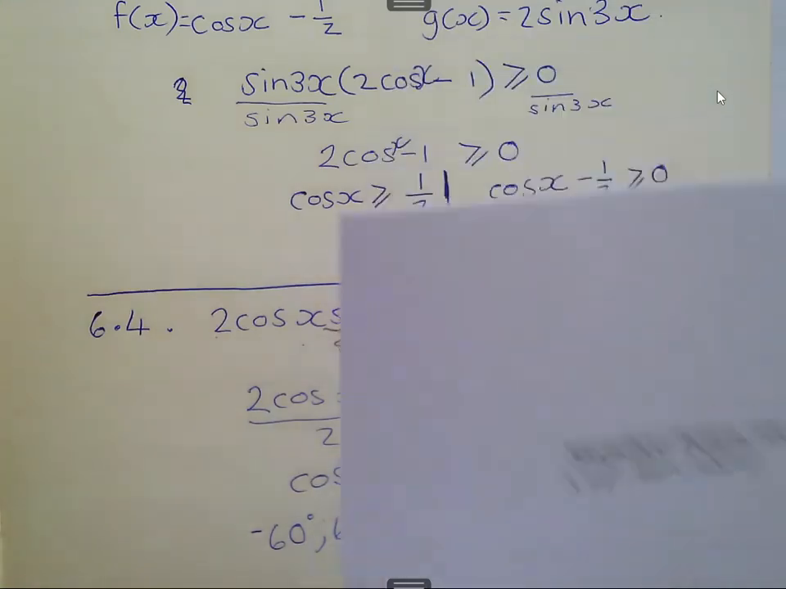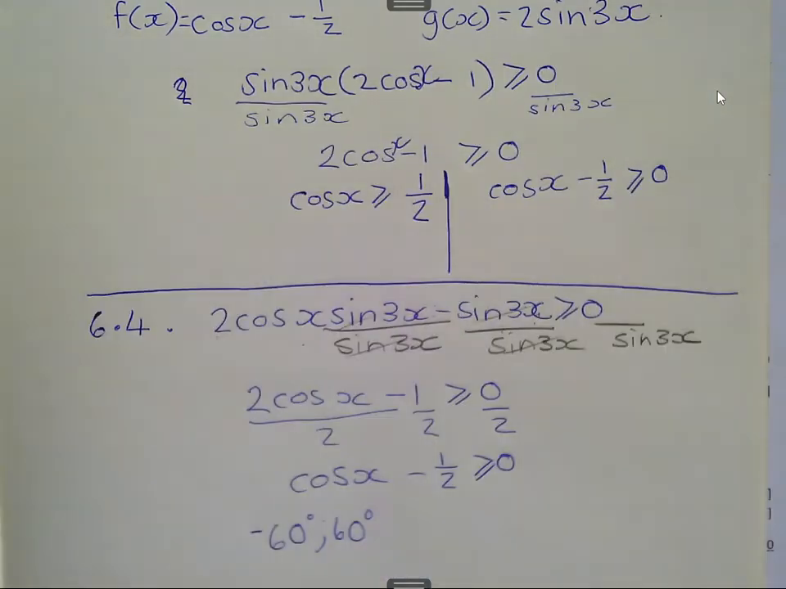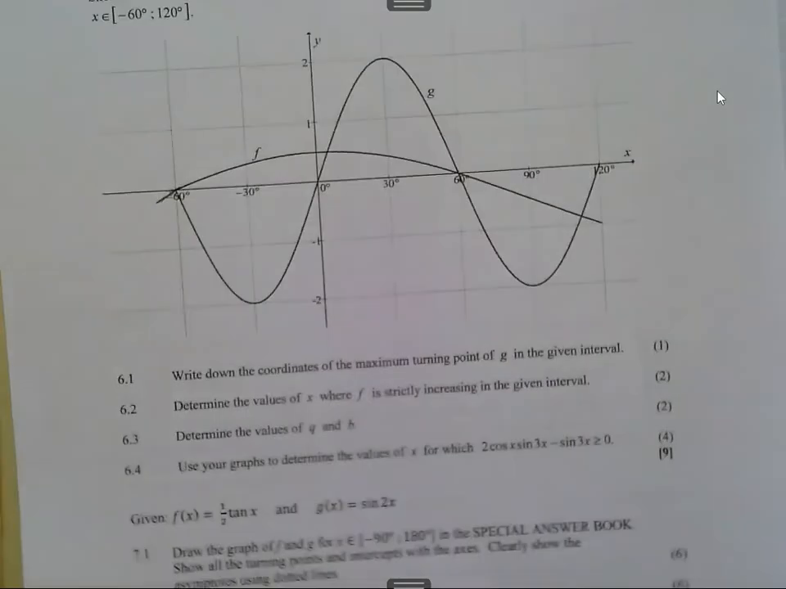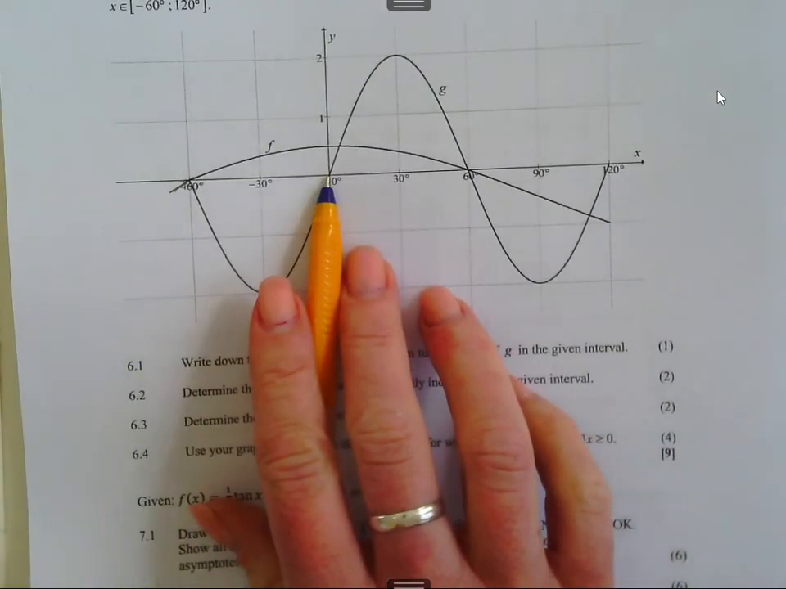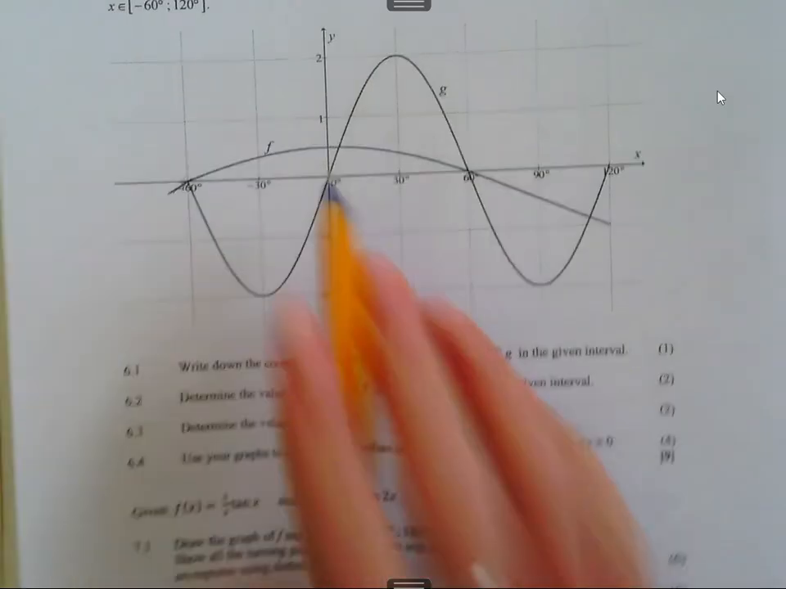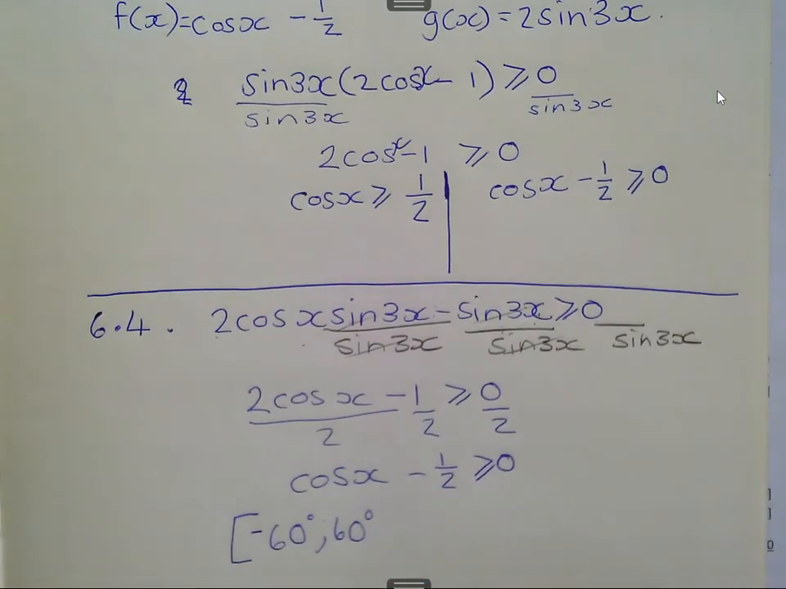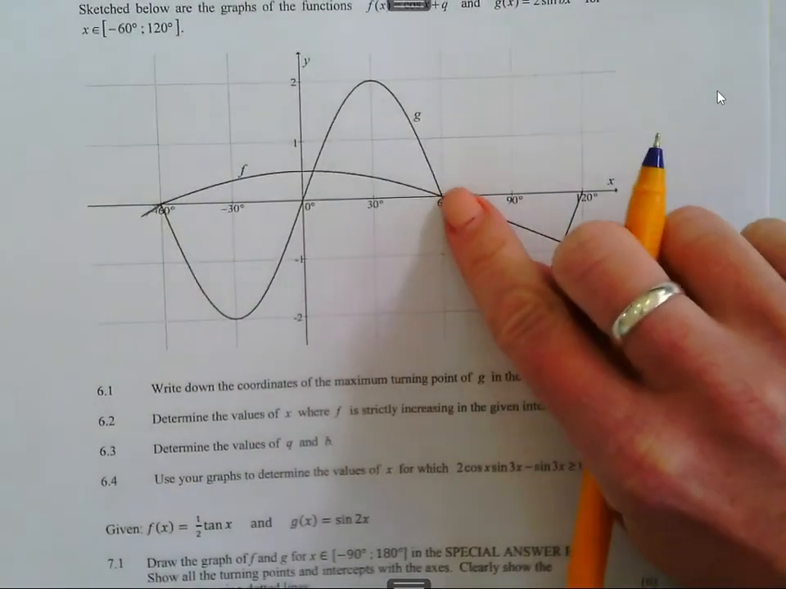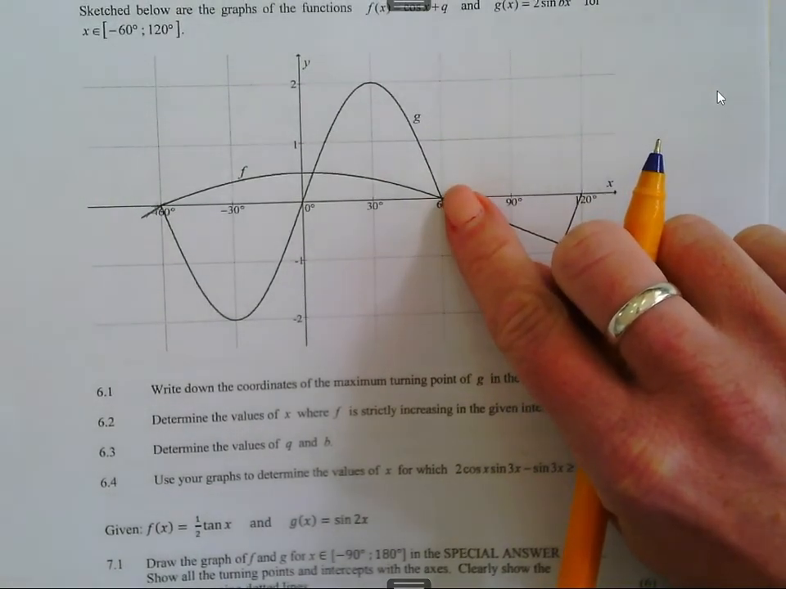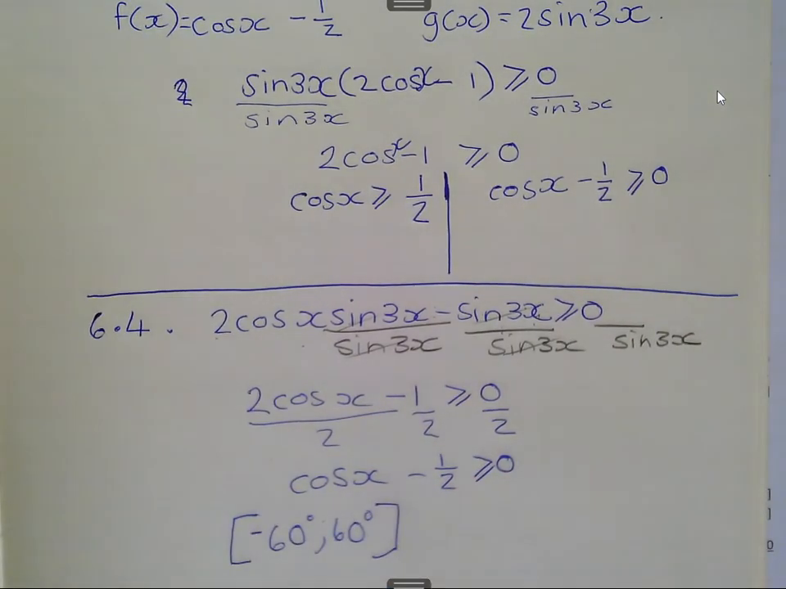The question is greater than or equal to 0. So must negative 60 be included or excluded? What is it at negative 60? It's 0. And I want greater than or equal to 0. So therefore it's included. What must it be at 60? Am I going to include or exclude? Include, because at 60 it's 0, and they're asking greater than or equal to 0. Do you understand that?